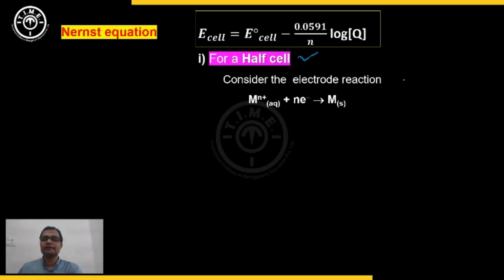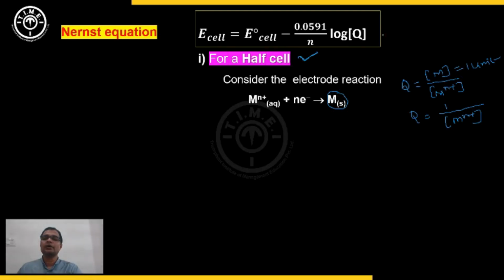So for this reaction, what would be the reaction quotient? Reaction quotient is equal to the product concentration divided by reactant concentration. Here M is a product. So molar concentration of metal divided by molar concentration of metal ion. But metal is in solid state. So molar concentration of metal is taken as 1 unit. Therefore, the reaction quotient becomes 1 by the molar concentration of M n plus ion.